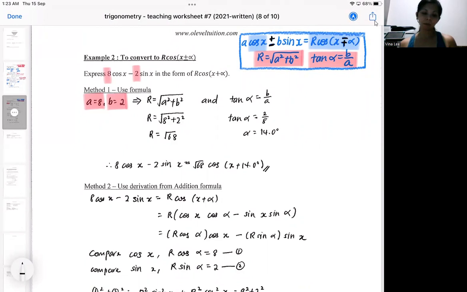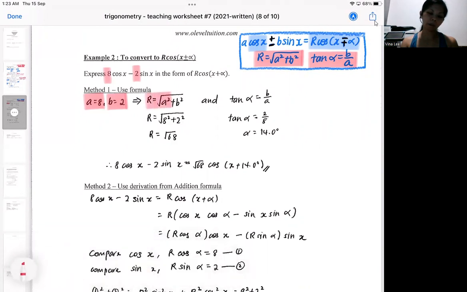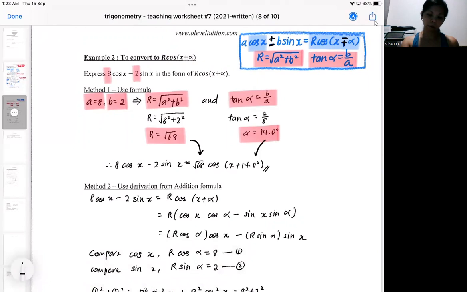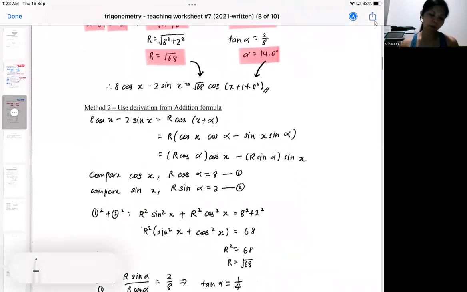Anyway, method 1, we just get our A and B. Our A and B allow us to use this formula and we get our R. Our A and B also allow us to use this formula and I can get the alpha. And straight away, I will get the conversion already. So method 1 is very direct. Get your A and B, plug into the formula for R, plug into the formula for alpha. For the derivation part, in this case I'm using cosine A plus B.